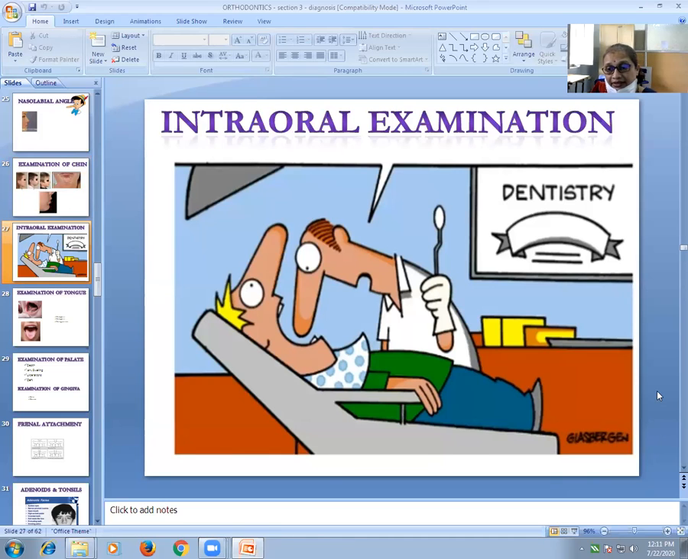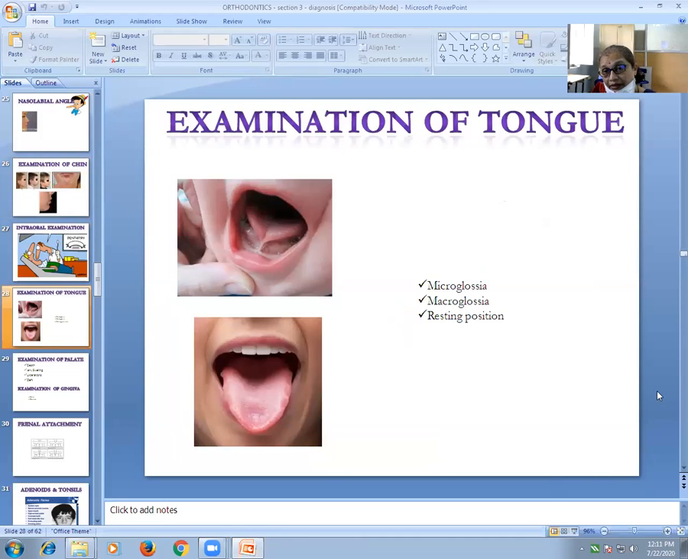Coming to the intraoral examinations. Intraoral examination will start with the soft tissues. First will be the tongue. What things will you see in the tongue? Form, size, and shape. Everybody knows about microglossia and macroglossia, so I'm not going to discuss that, but I'll be telling what points you should note in the case history.